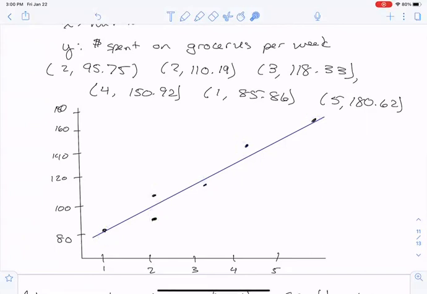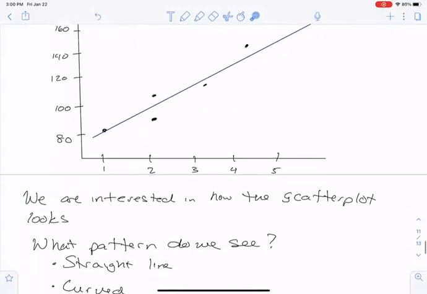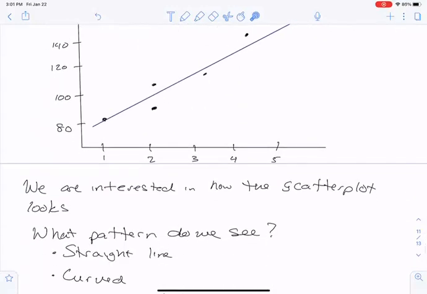The interesting thing to do with scatter plots is to try and see, are these data points somehow related? Is there a pattern, right? In this case, we see kind of a straight line drawn. And we're looking at that pattern. Do we see a straight line, or do we see some sort of curved line, right? We're not going to talk really a lot about curved lines in here.